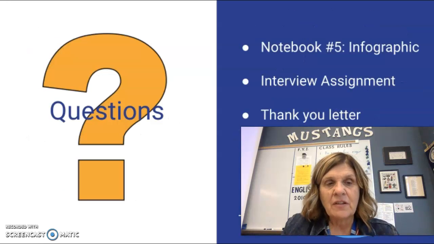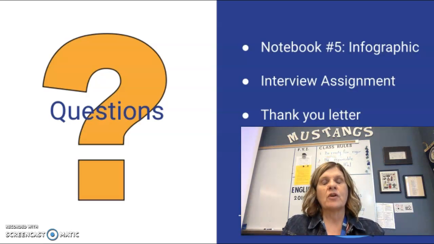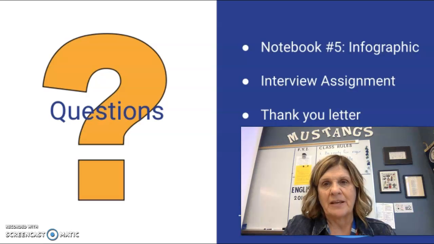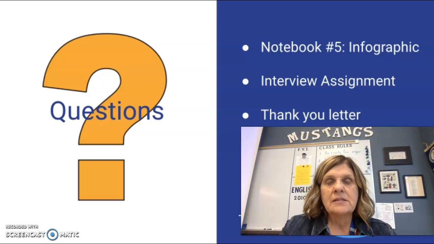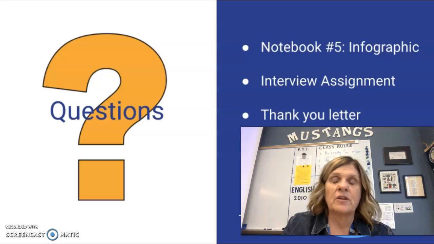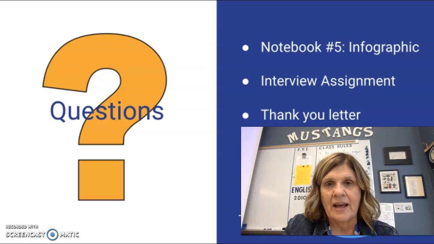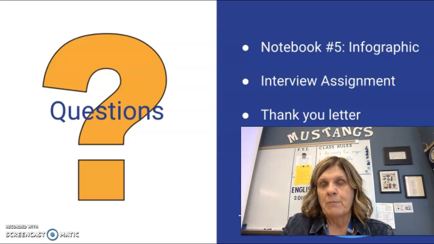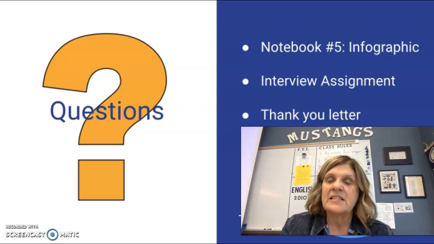In this part of the lesson, I'm going over questions that all the students have with their upcoming assignments. I've just noticed on here the learning log isn't there. I'll go back and add it to the actual PowerPoint in just a minute. But remember, your notebook number 5 is an infographic. It needs to be uploaded to your website.